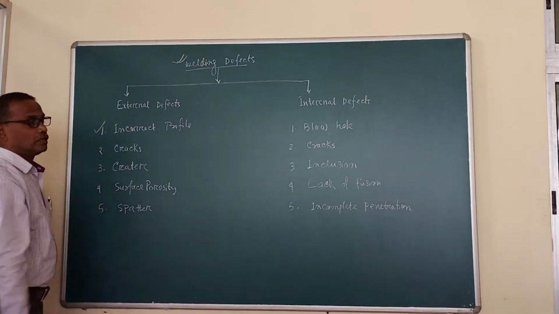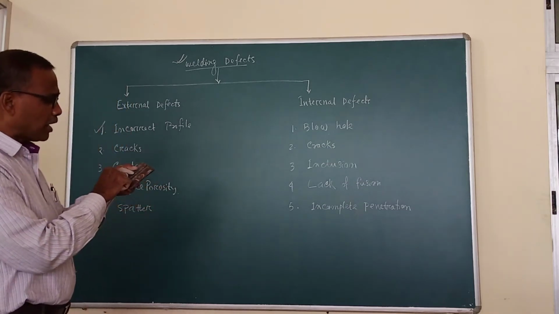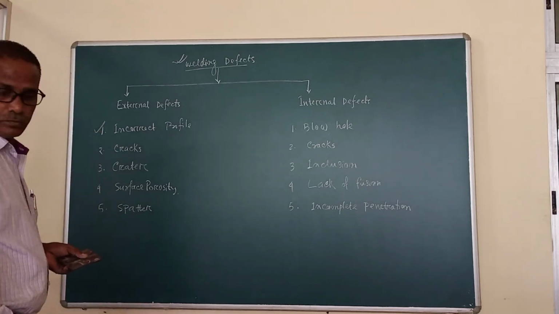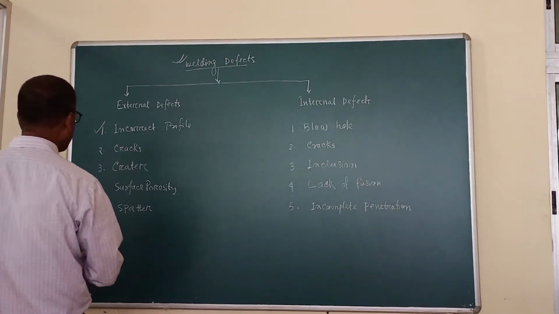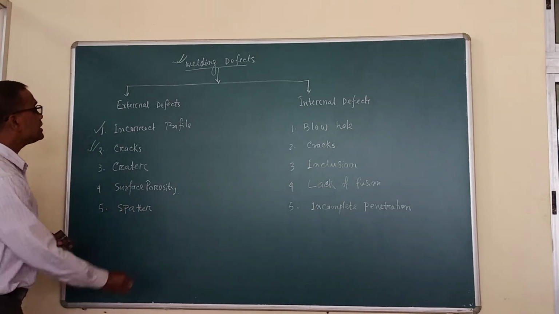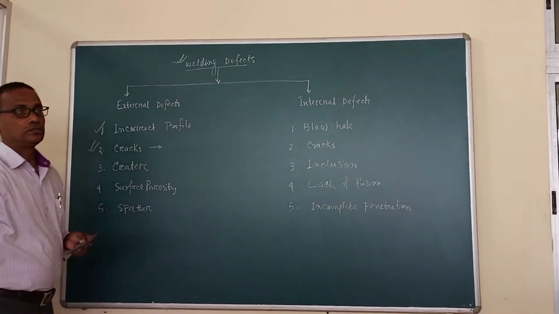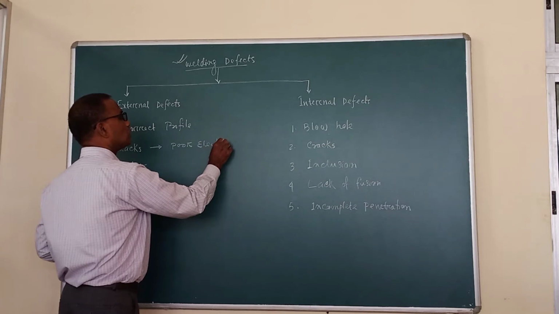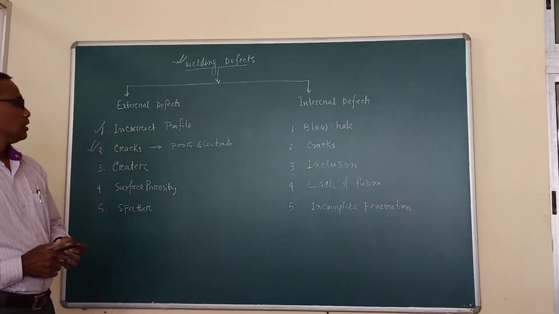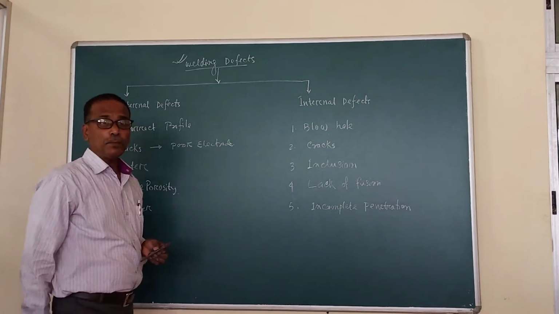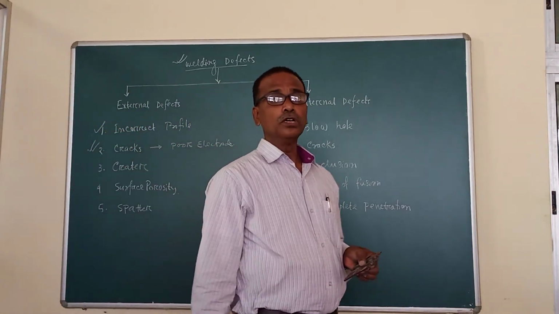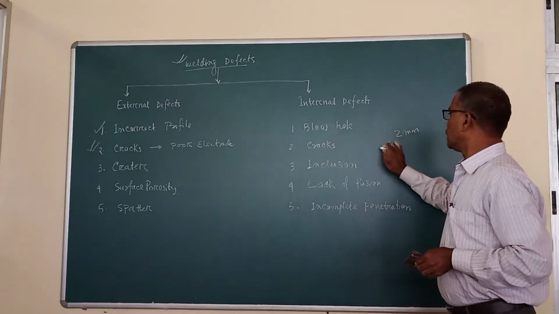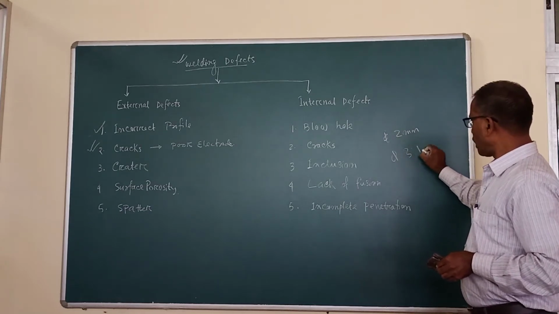Next, crack. Now you see very carefully. Sometimes a crack line will be there. Why do cracks occur? This is due to improper electrode, poor electrode. Suppose the selection of the electrode is not correct. You are not using the proper electrode for the proper material. Suppose you need a 2 mm diameter electrode, but you are using a 3.15 mm electrode.